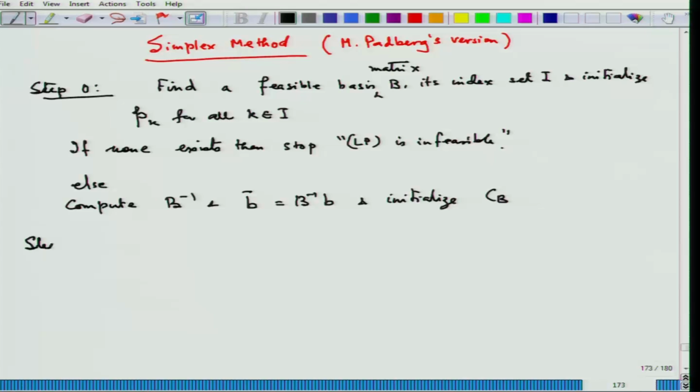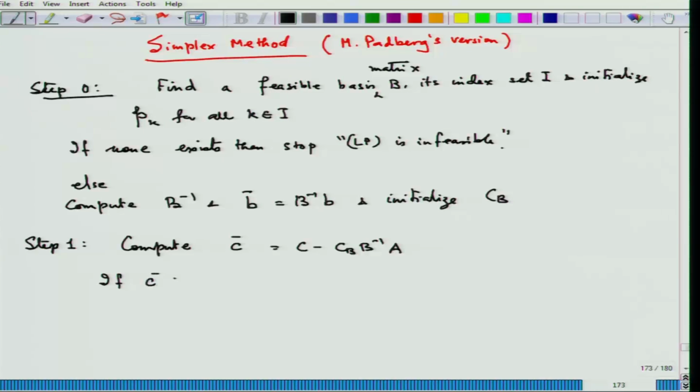Step 1, compute C bar. Of course, A is given in two parts, B and N. It is the N part which is important, but it does not matter. You can just do this computation.